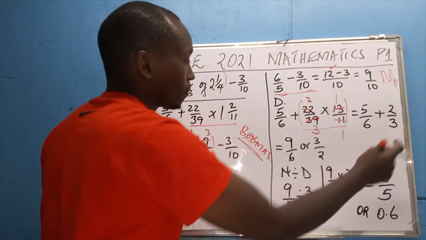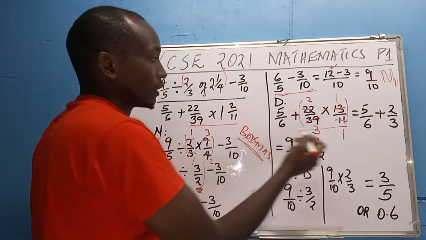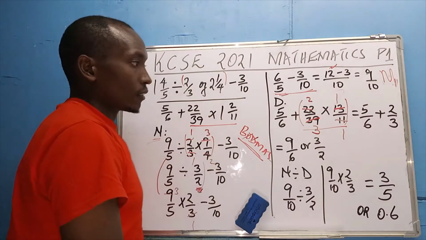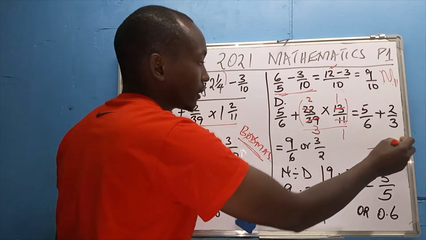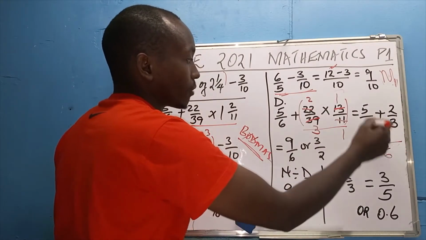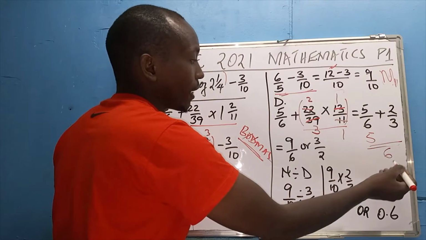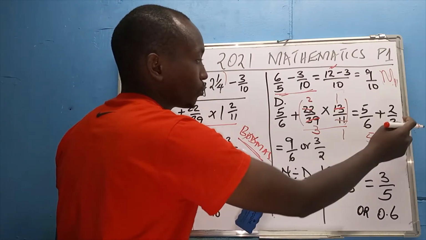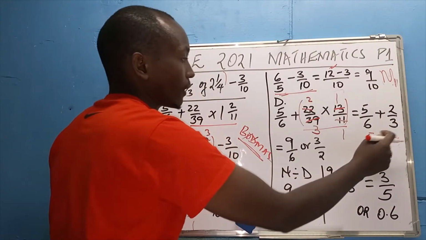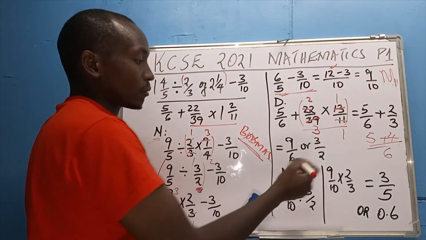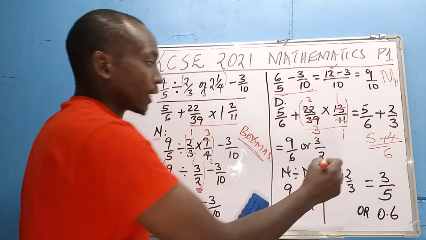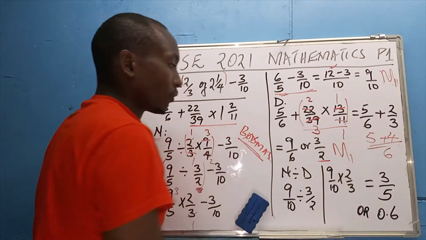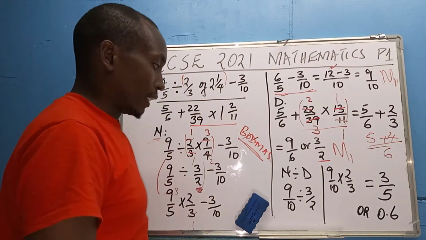2 over 3 here. Then I'll do 5 over 6 add the 2 over 3. By that again, LCM. The LCM is 6. 6 divided by 6 is 1, so this is 5. Then this will be 4. And that's how I get 9 over 6. Remember, the equivalent fraction is 3 over 2. So either of these, and that's where the student scores the next method mark.